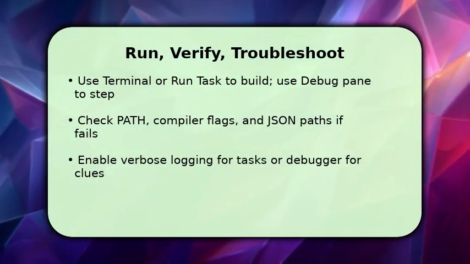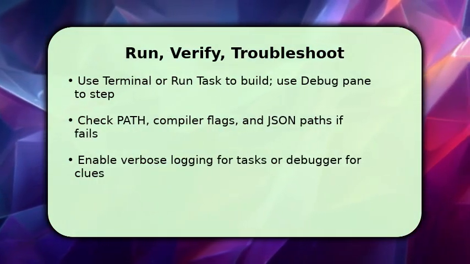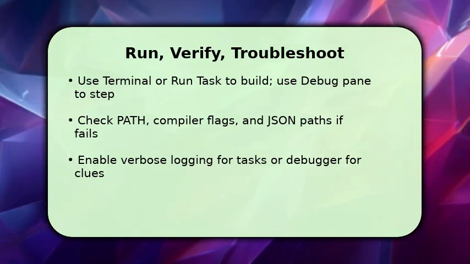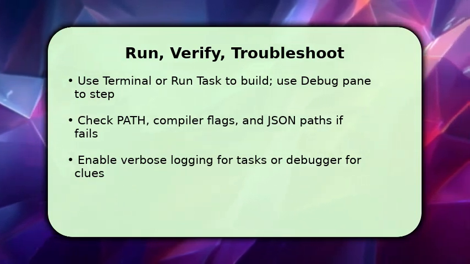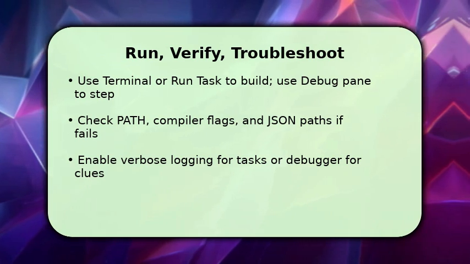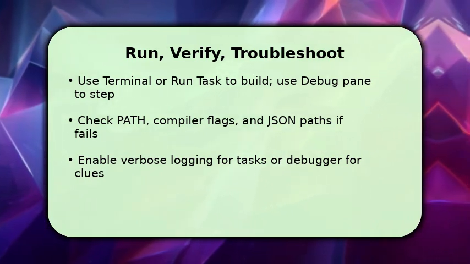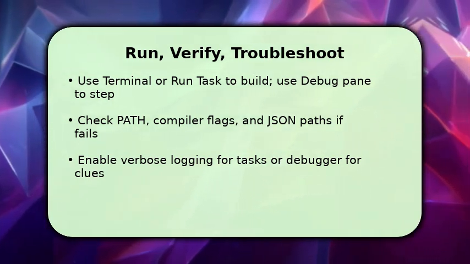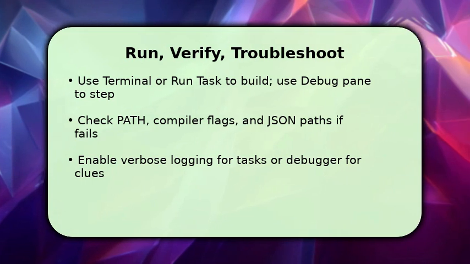Finally, build and run. Use terminal or run task to compile, then start the debugger from the run pane to set breakpoints and step through code. Verify the produced executable runs and that symbols are loaded. Make sure -g was used and optimization disabled if stepping feels off.